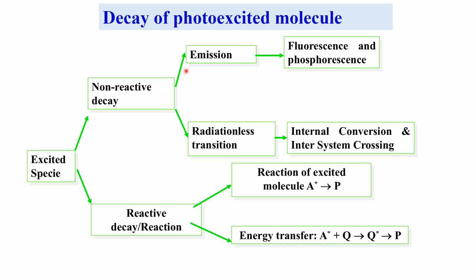It is further divided into two types. The absorbed light can be re-emitted in the form of fluorescence and phosphorescence, or the decay involves radiation-less transition, that is internal conversion or intersystem crossing. We will study in our next lecture the Jablonski diagram, which involves the upper half, non-reactive decay.